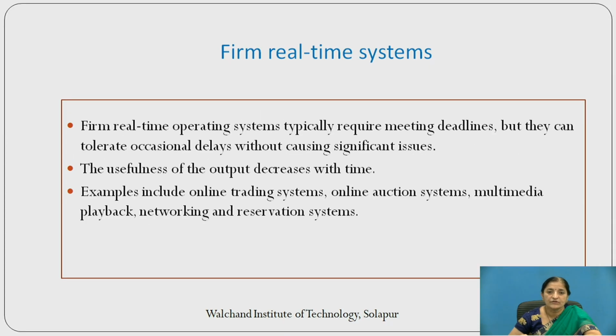Now, let's see the third type of real-time systems, that is firm real-time systems. Firm real-time operating systems typically require meeting deadlines, but they can tolerate occasional delays without causing any significant issues or disastrous consequences. But here, the usefulness of the output will decrease with time. So as the time increases, the usefulness of the output goes on decreasing. Examples of firm real-time systems include online trading systems, online auction systems, multimedia playback, networking, and reservation systems.